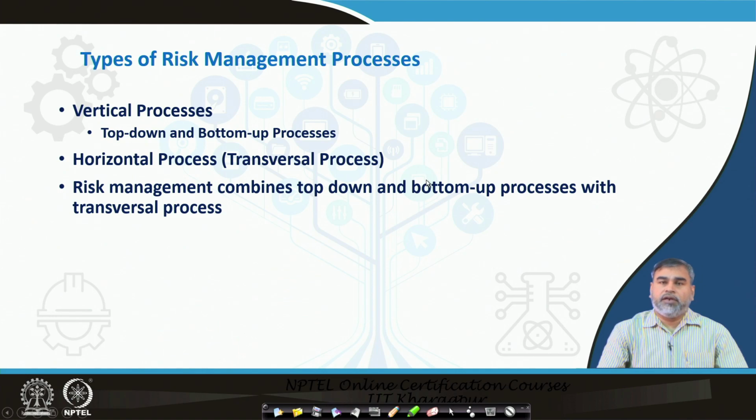As I already told you in the introduction, there are two types of processes from the risk management point of view. One is the vertical process, the second is the horizontal process. But in general, these two processes do not move independently. Whenever we talk about the risk management process as a whole, for any organization including a commercial bank, it combines both the vertical and the horizontal process. Together they make the integrated risk management approach for the commercial bank. Within the vertical process we have top down and bottom up, and the horizontal process can also be called the transversal process.